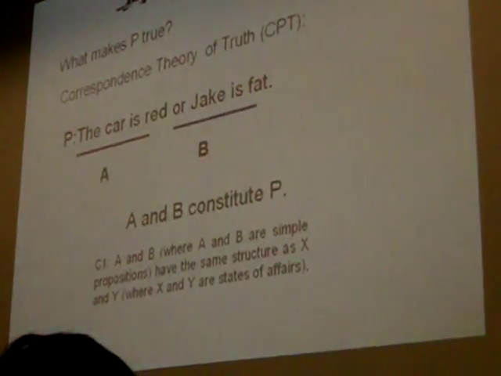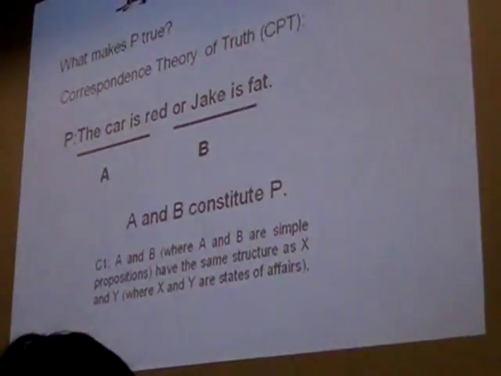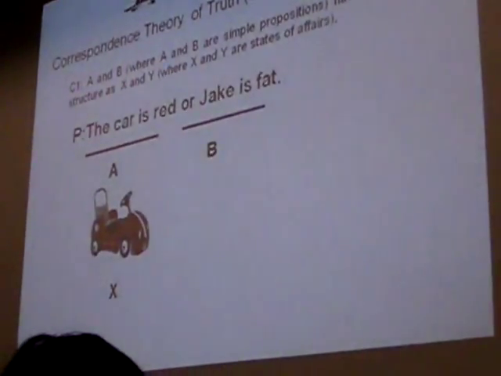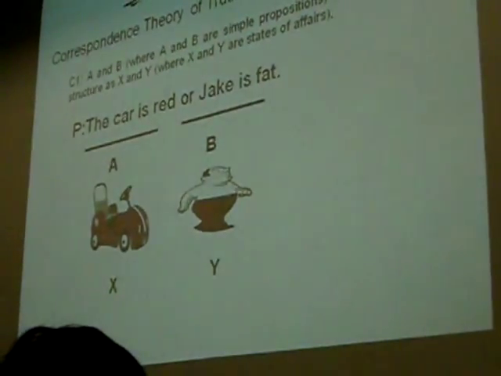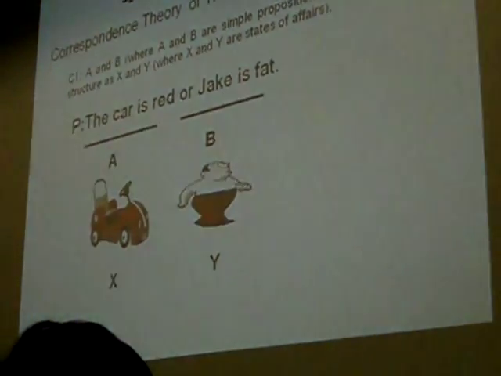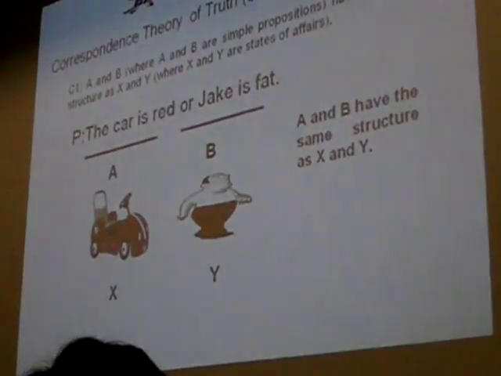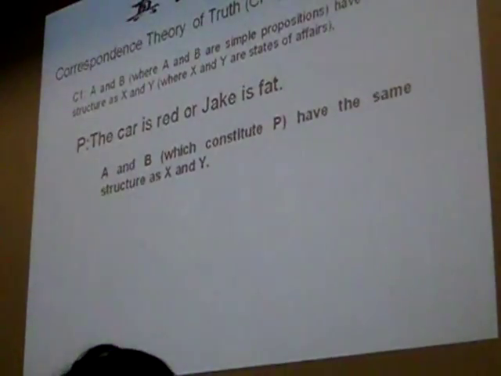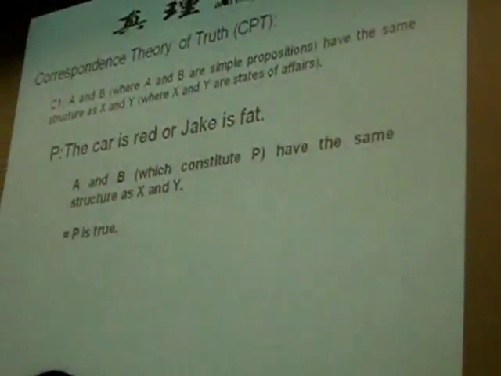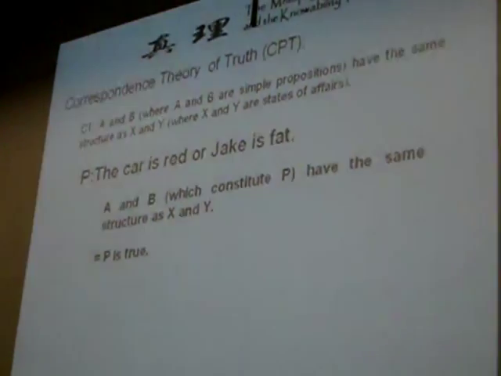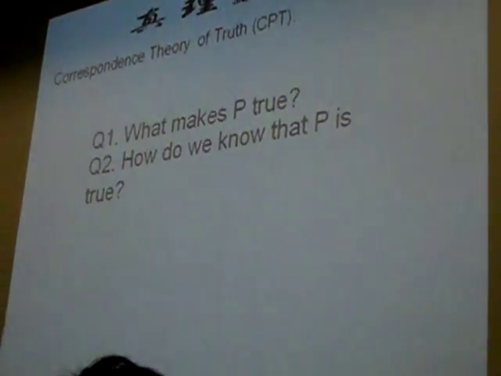Condition 1, A and B, wherein A and B are simple propositions, have the same structure as X and Y. What are X and Y? X and Y are states of affairs. So meaning there's an instance of X, there's a car that is red, and Jake is fat. Then it satisfies the first condition. A and B have the same structure as X and Y. So given the criterion of CPT, P is true. No problem? It answers question number 1. But does it answer question number 2? How do we know that P is true?